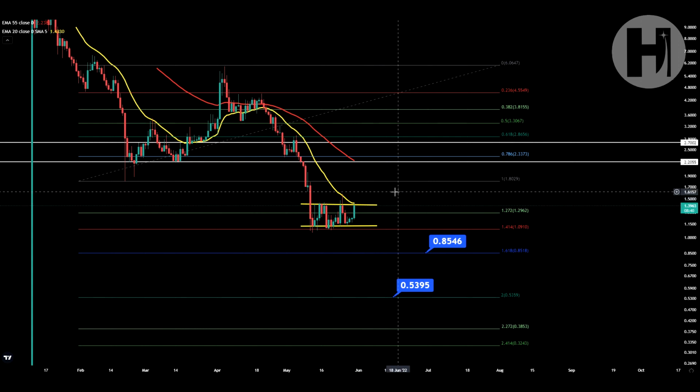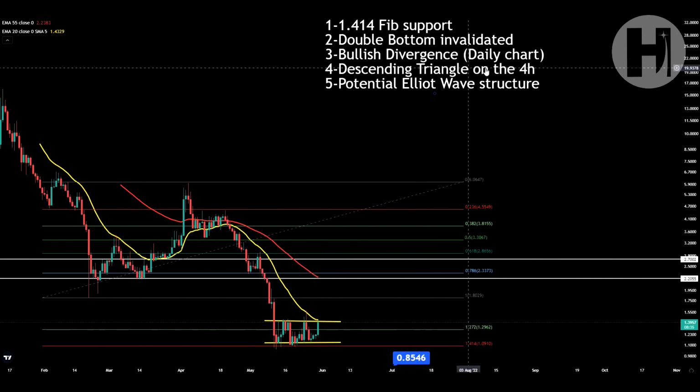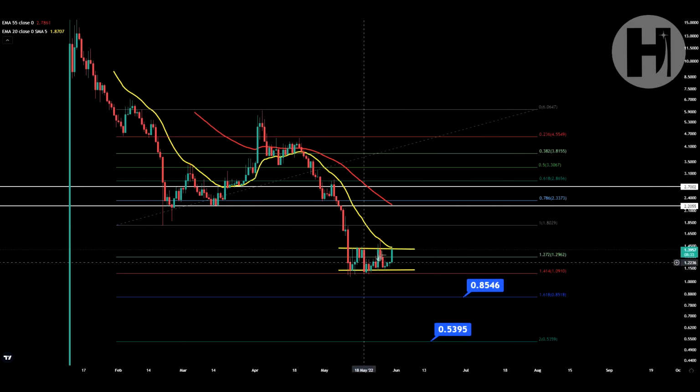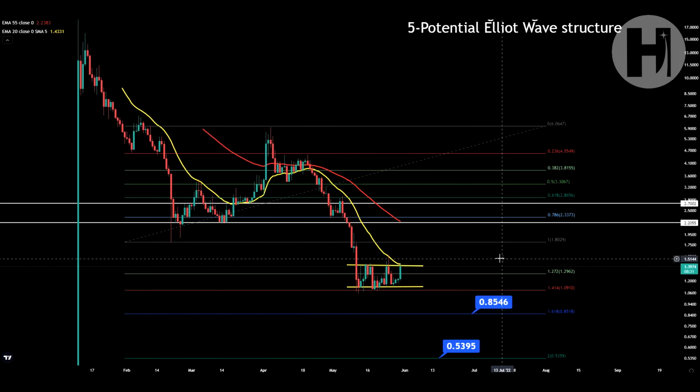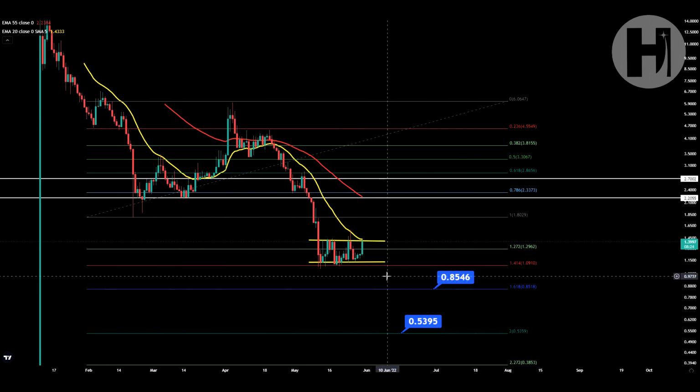Other than that, I do think I mentioned everything I did want to. In the last video, we did take a look at a descending triangle on the 4-hourly chart. We basically just broke out of that, and we didn't drop down to our technical target basically. So yeah, that is pretty much it.